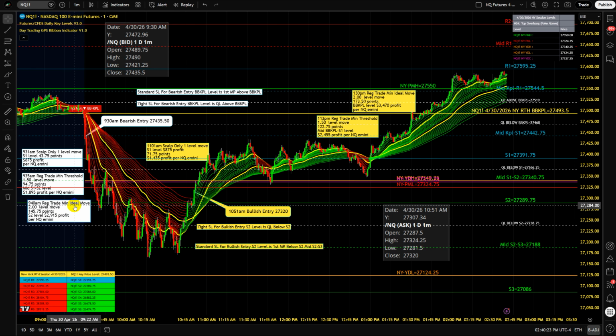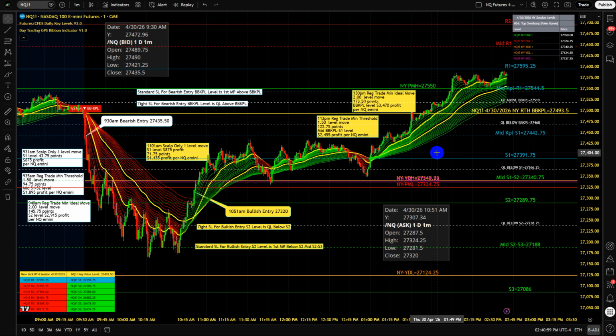The ideal minimum move for a regular trade is a 2-level move. In this case, on a bearish trade from this level, that would be the S2 level. In regular years, with normal volatility, you're going to see in about 80% of the sessions in a regular year, you're going to generally not get more than a 2-level move, a 2-level extension away from the BBKPL on any given day. So that would be a 2-level extension above to 2-level extension below.